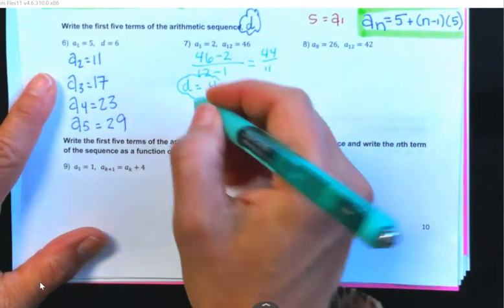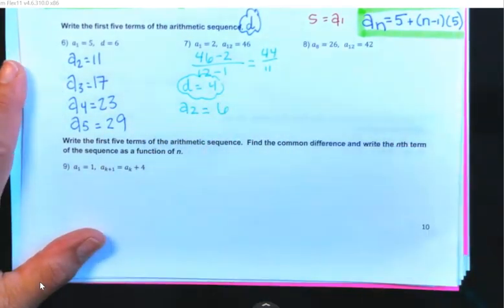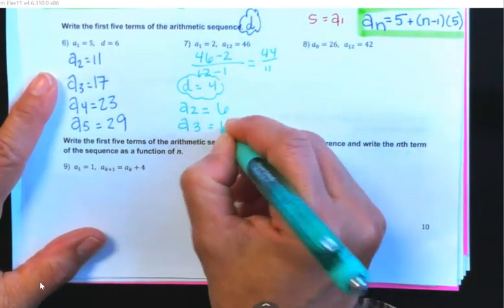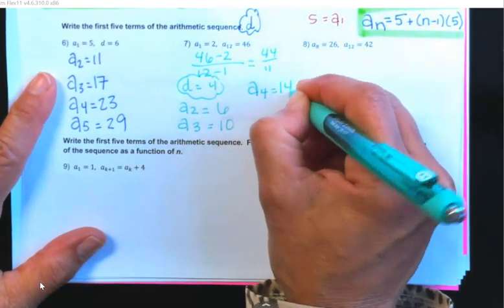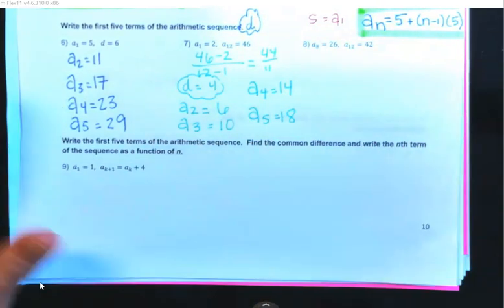So here we go. They already gave us a sub 1. Let's write a sub 2. That's going to be 6 because you just add 4. A sub 3 is 10. A sub 4 is 14. A sub 5 is 18.